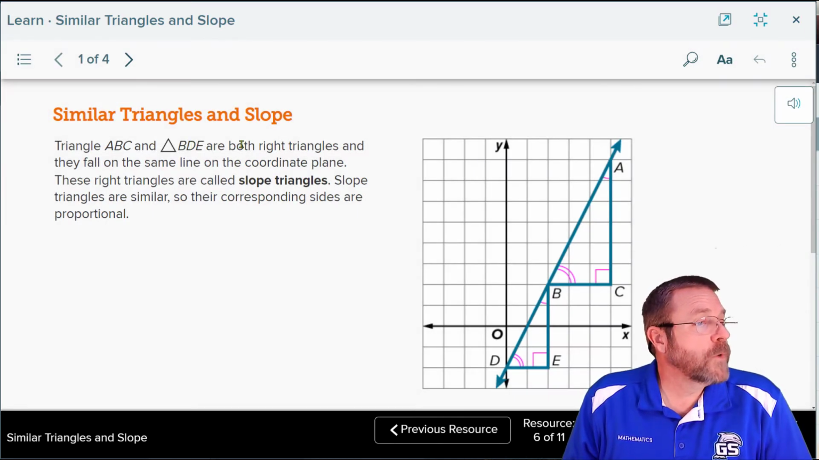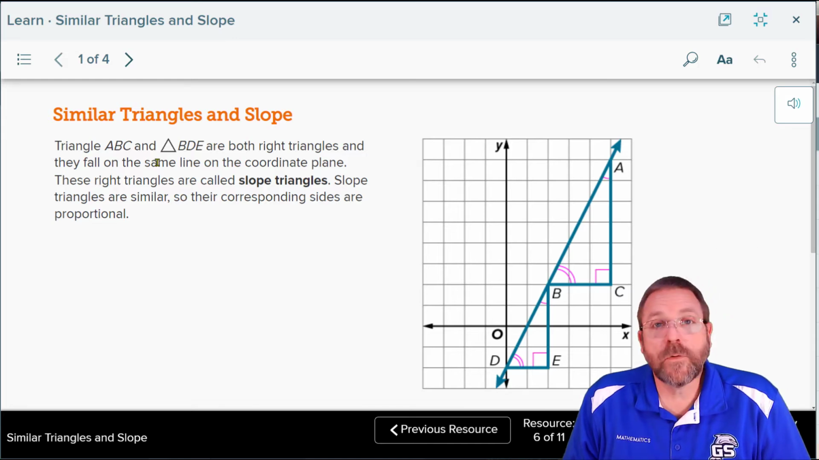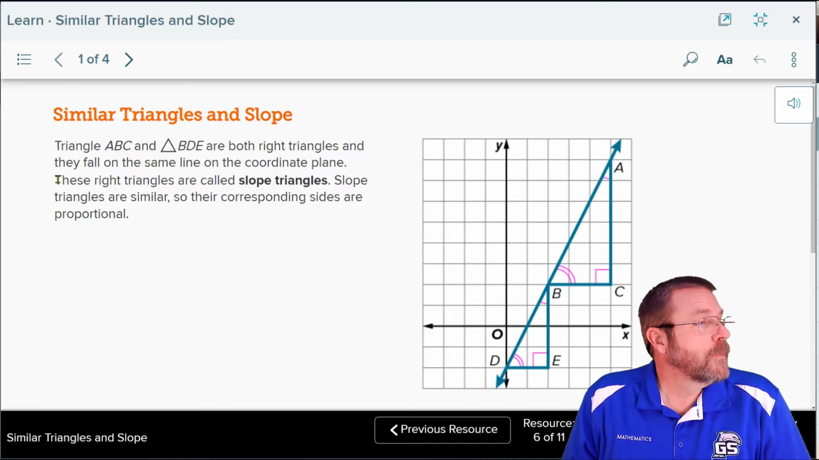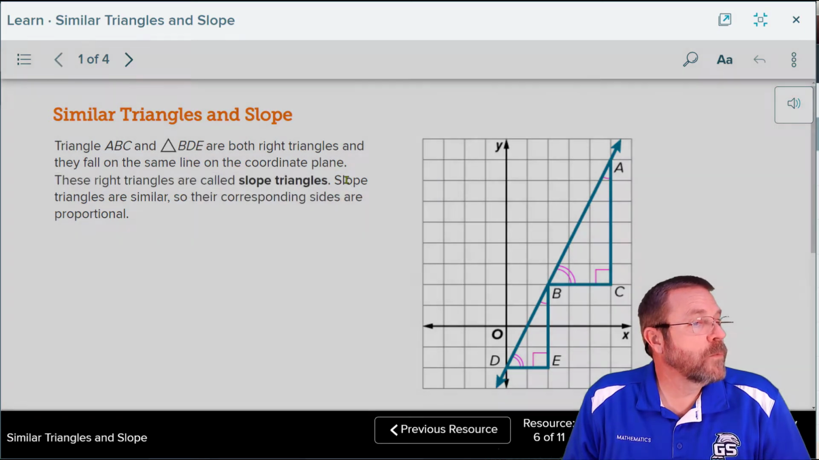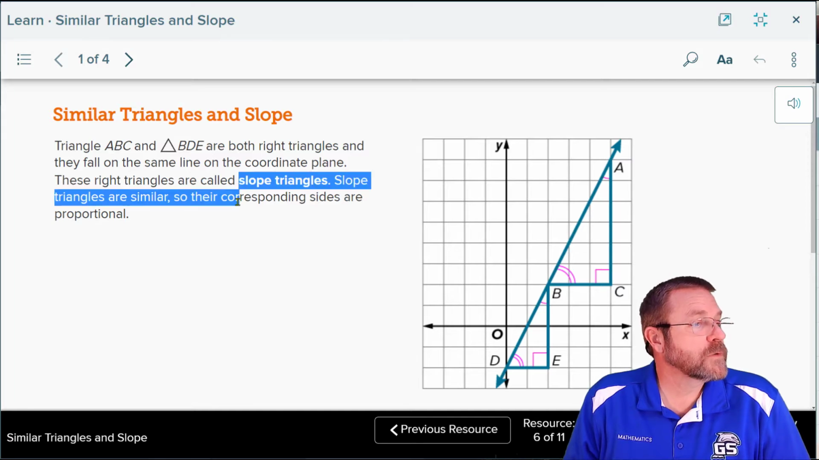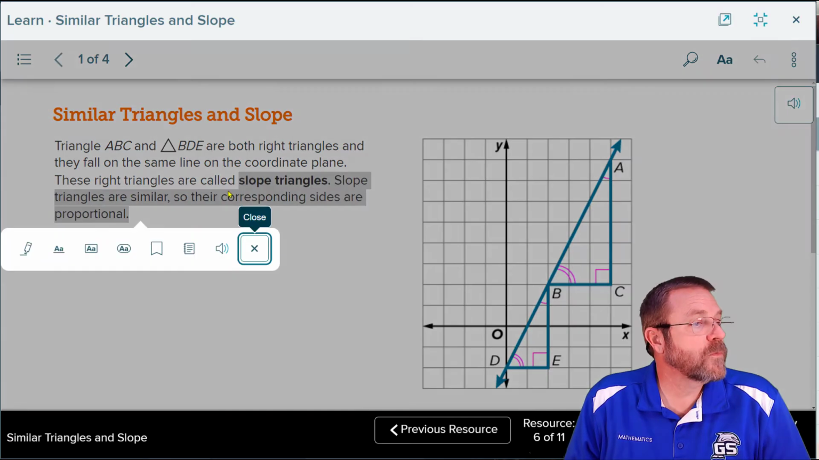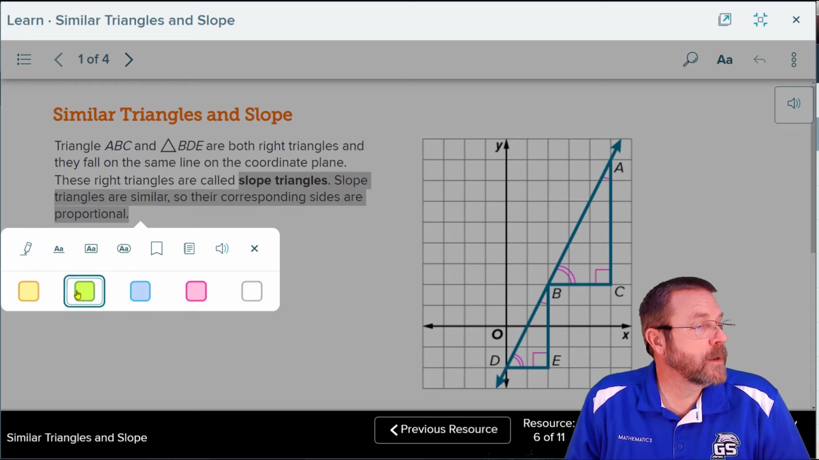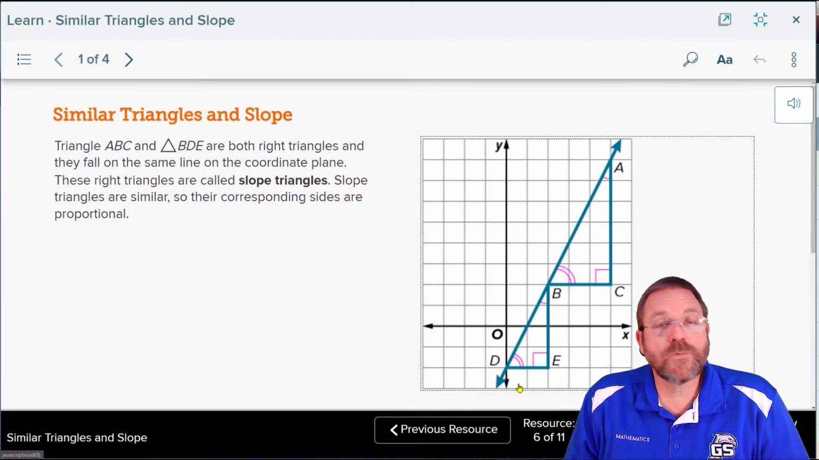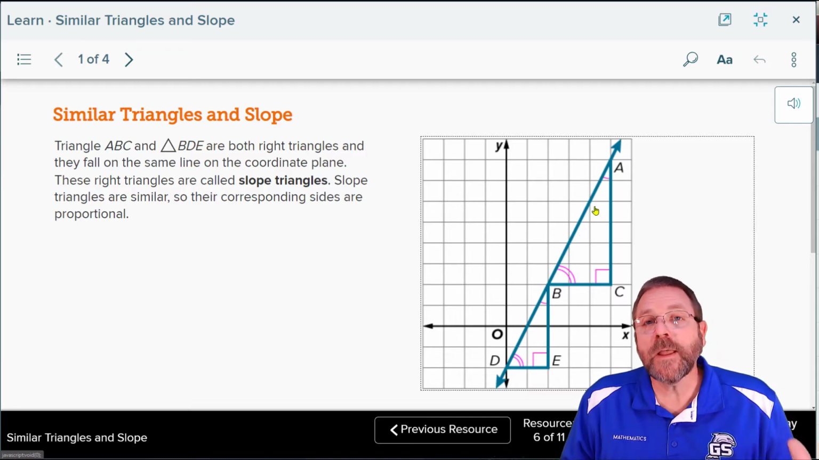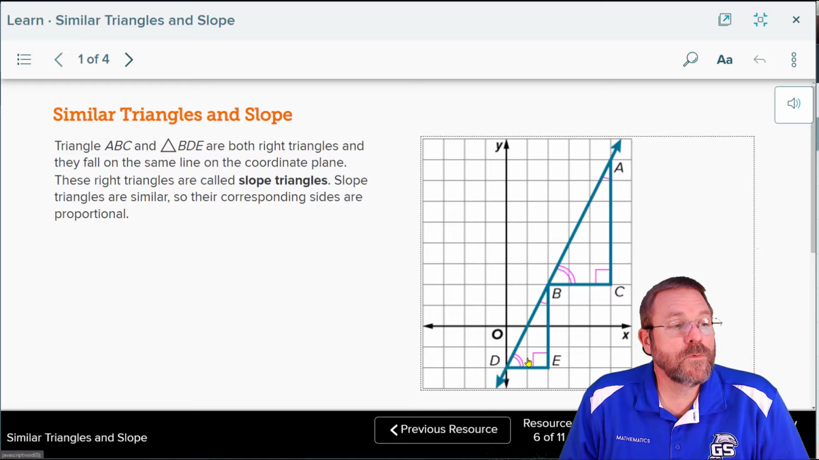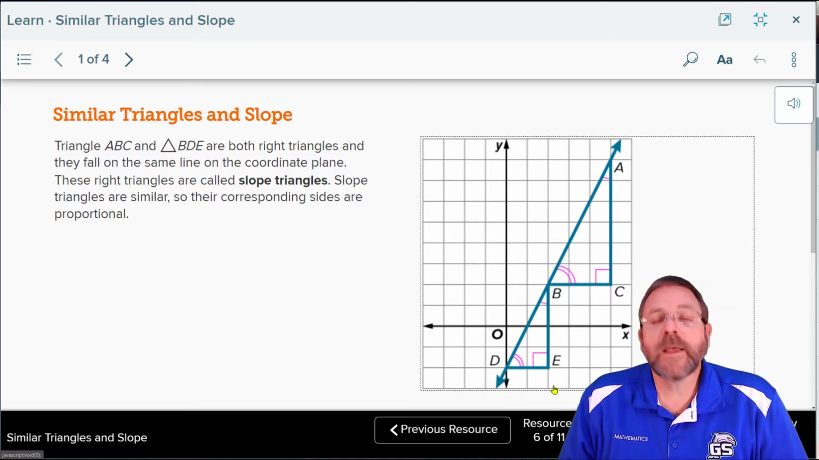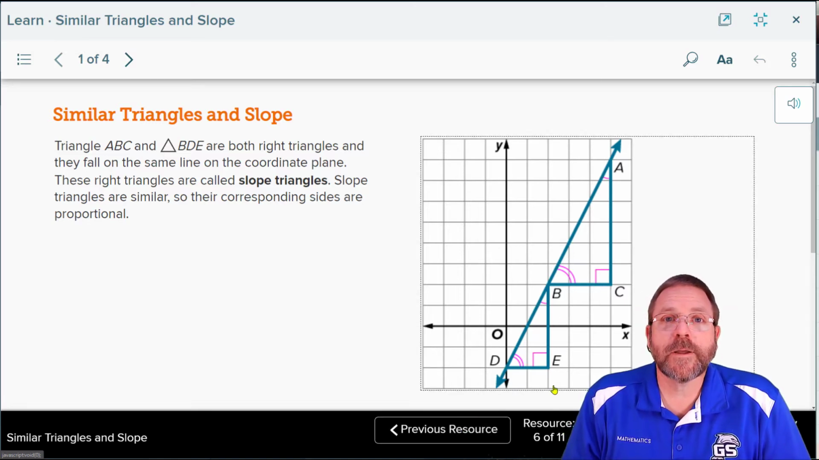Anyhow, they're both right triangles, and they fall on the same line in the coordinate plane. These right triangles are called slope triangles, and slope triangles are triangles that are similar, so their corresponding sides are going to end up being proportional. So you've got these two triangles, they have the same slope, they're on the same line, which means any right triangles you create along the slope of this line are going to end up being similar triangles.